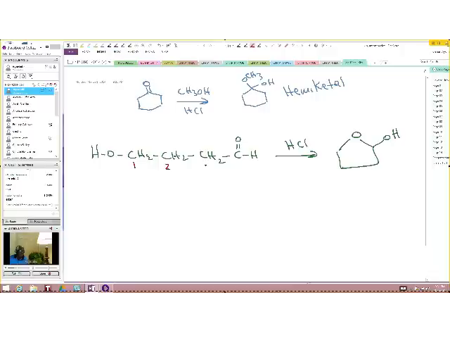Okay, let us say this is 1, this is 2, this is 3, this is 4. So what do you think will happen? Anybody has an idea? The first thing that happens, based on the mechanism we gave you just a few seconds ago, what is the first thing that happens?